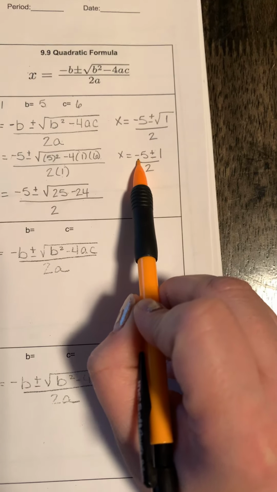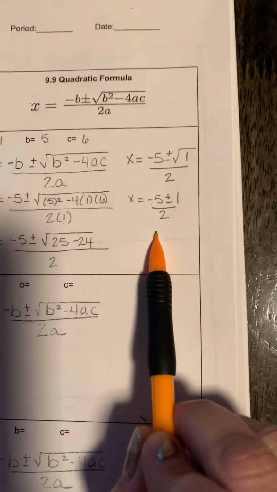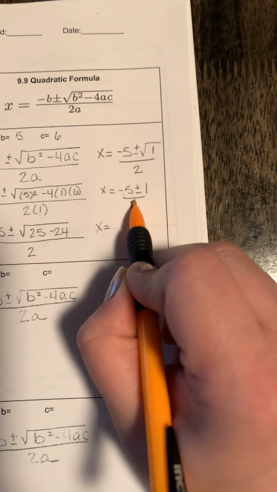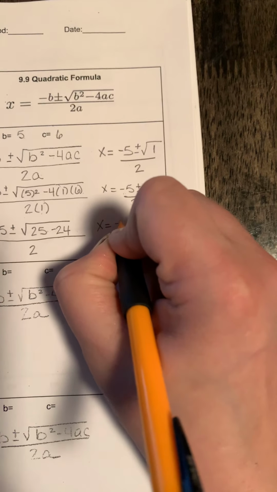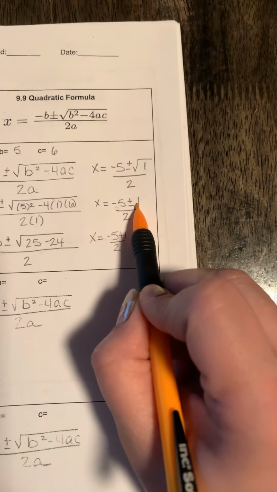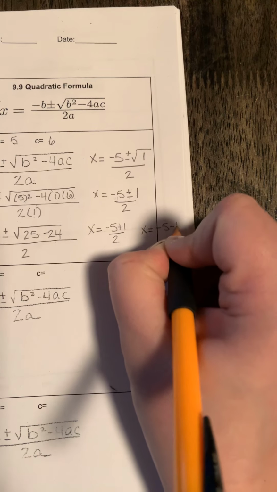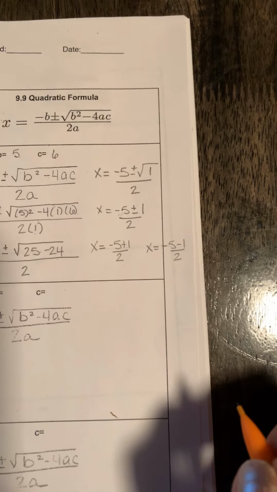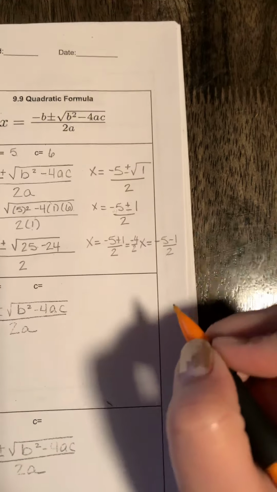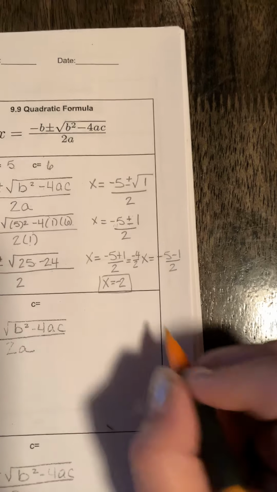So we're going to write two equations here, just like we got 2 zeros over here. We're going to get 2 zeros over here now. So x is equal to negative 5 plus 1 divided by 2. That's our first equation. And then our second equation, negative 5 minus 1 divided by 2. So negative 5 plus 1, negative 4 over 2, which then simplifies to negative 2. So x is negative 2. That's our first zero.